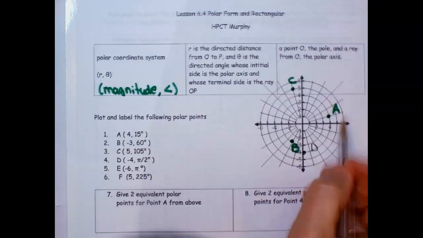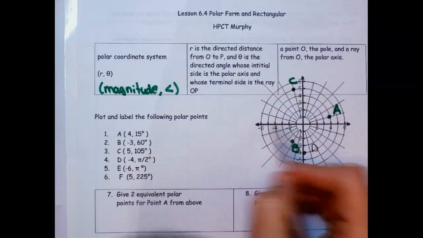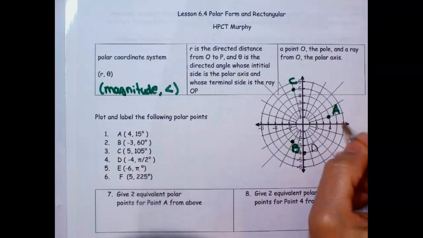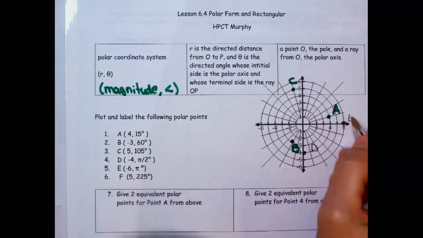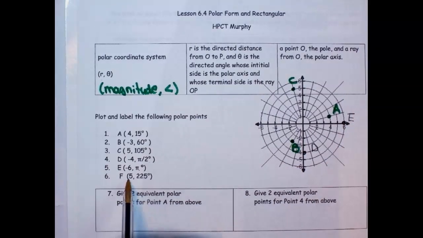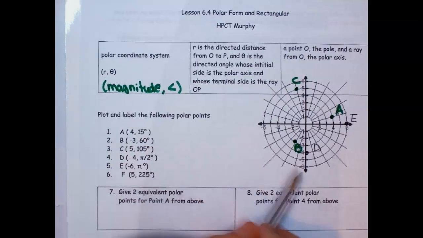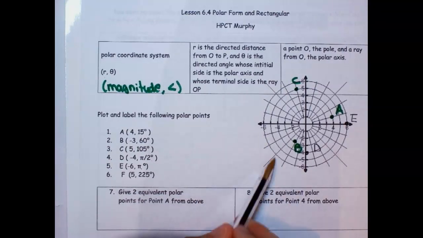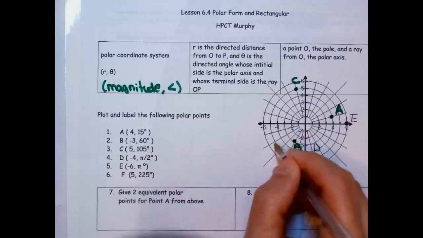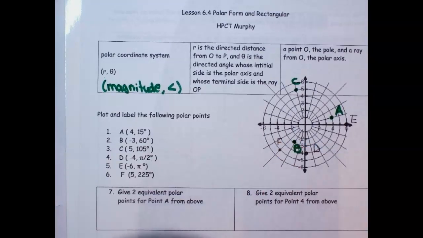Okay, pi, so we're going over to pi. I've got a magnitude of 6, but again, negative 6 kicks it in the opposite direction, so that would be point E. And finally, the last one, 225, that's a familiar one. That's halfway in the middle of these two, which would be here. And I have a magnitude of 5, and that would be point F.